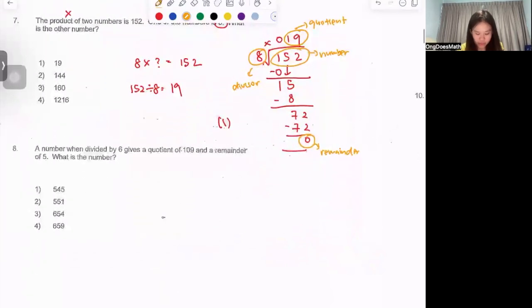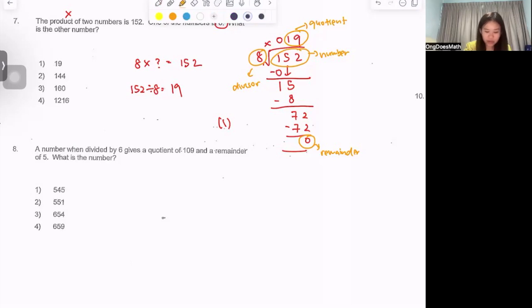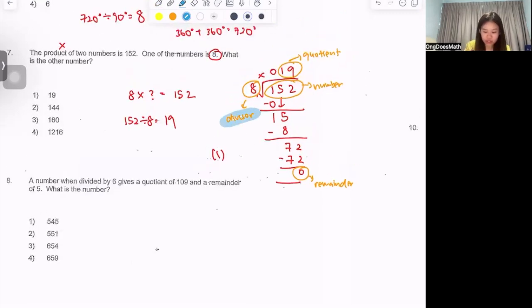So now they tell you that you have a quotient of 109 and a divisor. Now how do you find the number? They ask you to find the number. You just take the divisor, multiply by the quotient, then you add the remainder. So quotient multiplied by divisor, then you add the remainder.